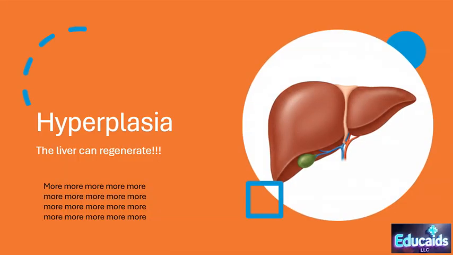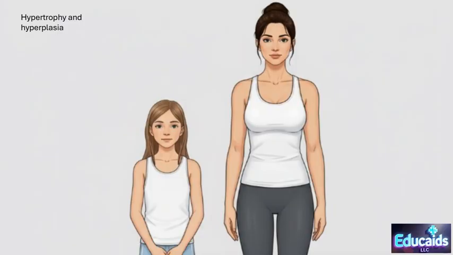Hyperplasia, the liver can regenerate. So sometimes if you have an insult to the liver, it can regenerate and make more liver cells. The normal puberty process with women is a great example of both hypertrophy and hyperplasia, both with breast tissue. With normal endocrine changes or puberty changes with women, you get not only larger breasts, but you get more breast tissue.